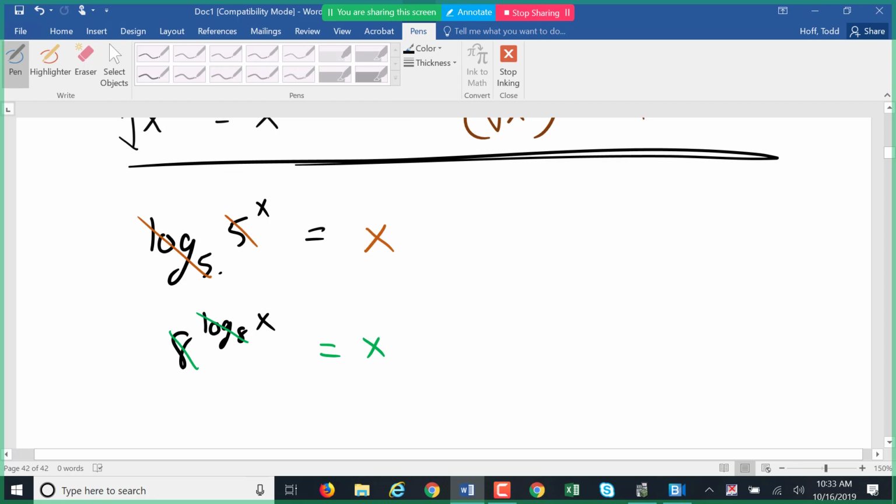The final situation we can run into is the log of base anything. I'll just put the variable y in here, of 1. Remember that saying is: y to what power equals x? Y to the value of x equals 1. Well, it doesn't matter what the value of y is. If that result is 1, x has to equal 0, because anything to the power of 0 equals 1. So if the object of the log is 1, the result is always 0.